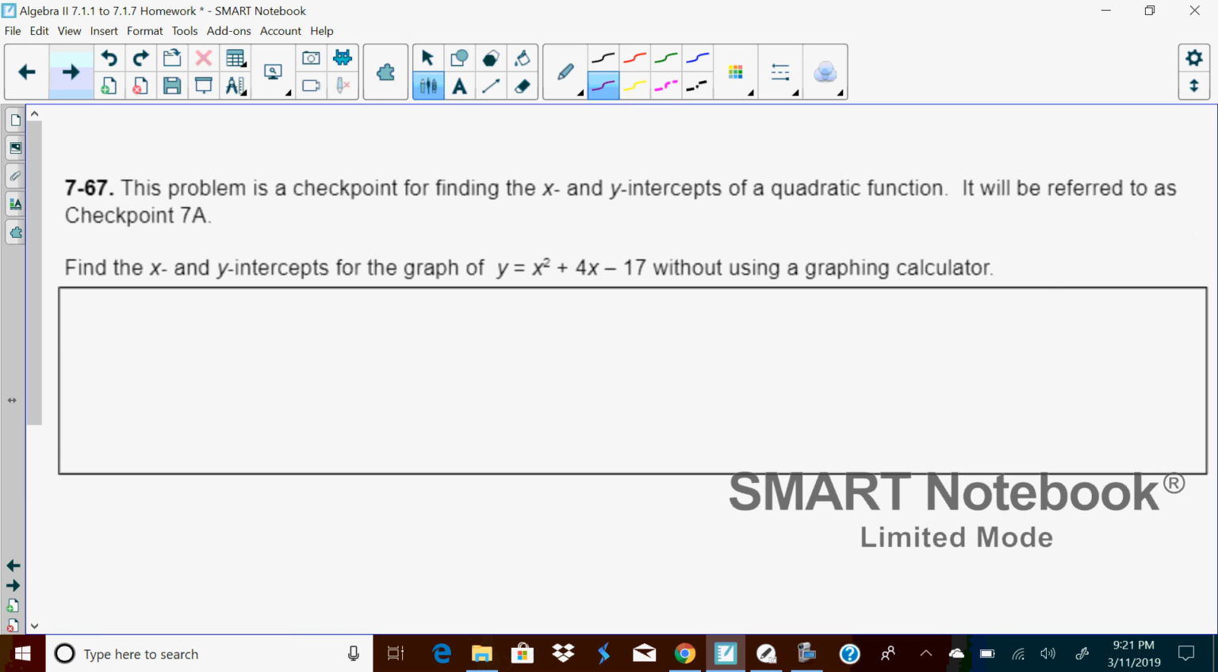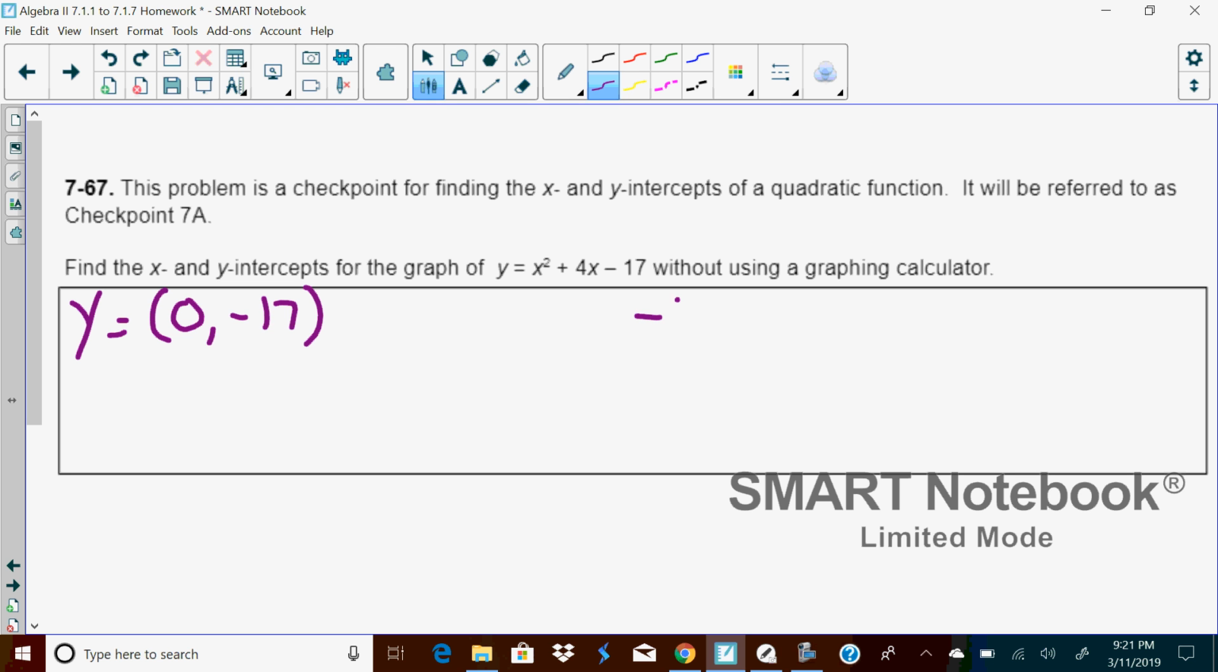67, find the x and y intercepts for the quadratic function. It's a checkpoint. It's going to make sure you know how to do this without a calculator. So for the y-intercept, we would just plug in 0 for x and get negative 17. So the y-intercept is just 0, negative 17. The x-intercept is a little trickier. I can't factor it, so I've got to use the quadratic formula.